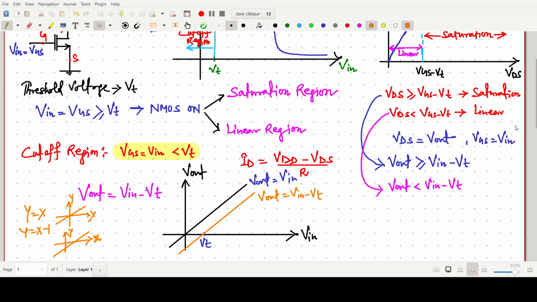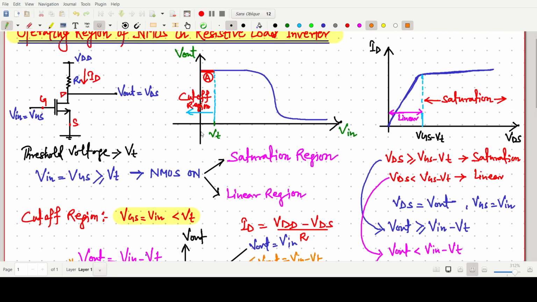So now V output equals V in minus Vt is the equation we have to draw, and the line will be like this. Is it clear why we drew this line? This line is V output equals V in minus Vt. Clear, basically the line goes like this.